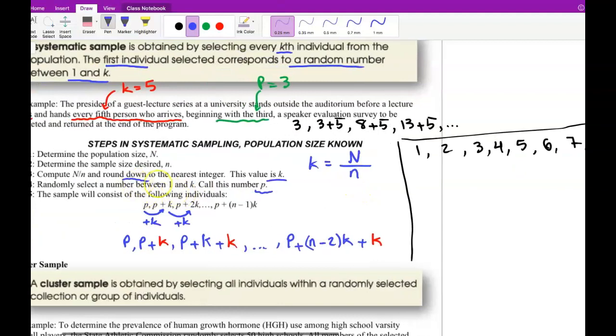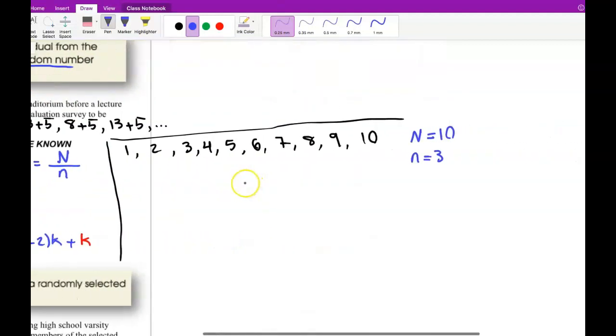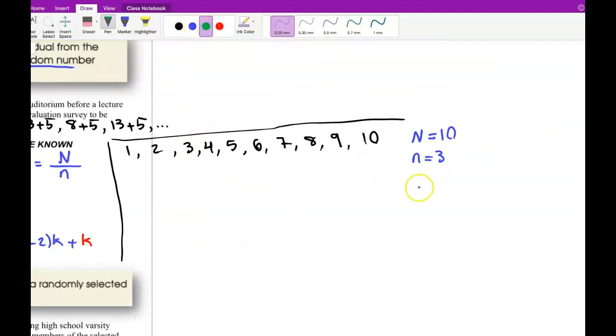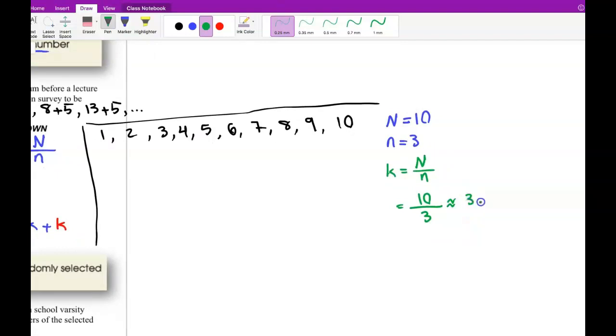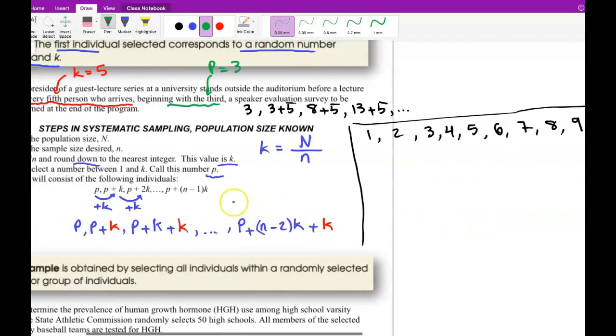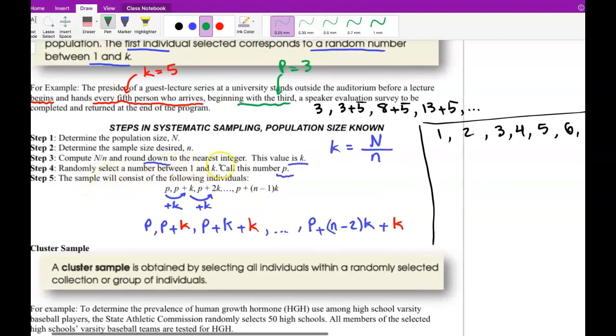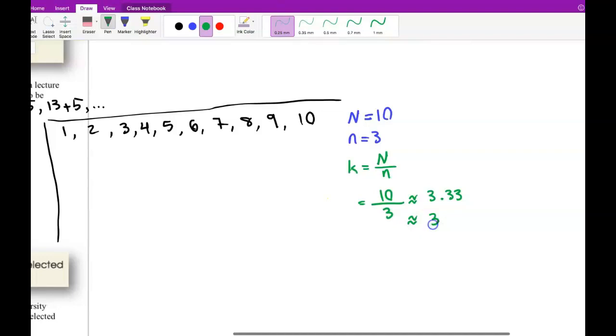Then after that, find K. So population size divided by sample size and round down to nearest integer. That is K. The K is population size divided by sample size. 10 divided by 3. It's 3.33. Round down to nearest integer. So that is 3.